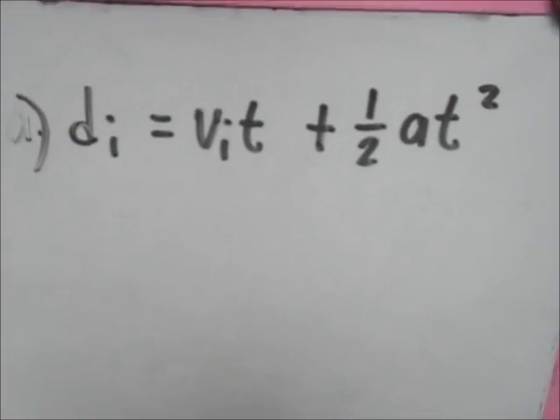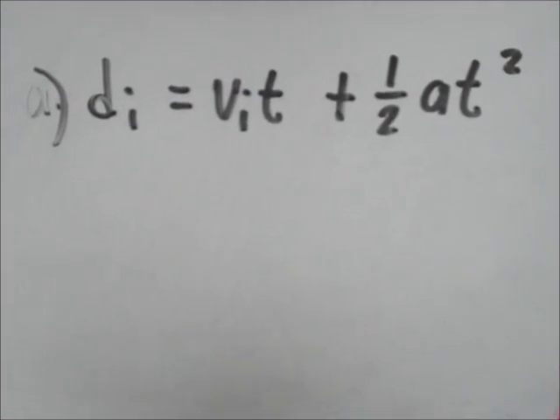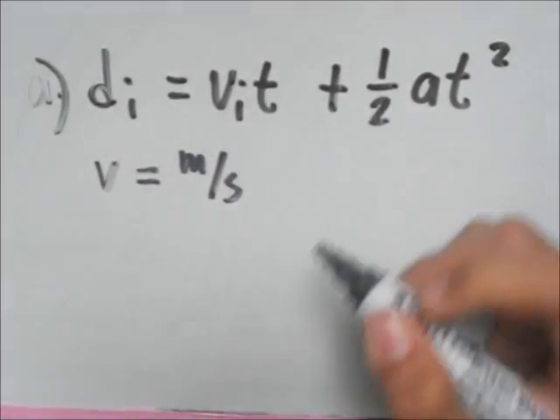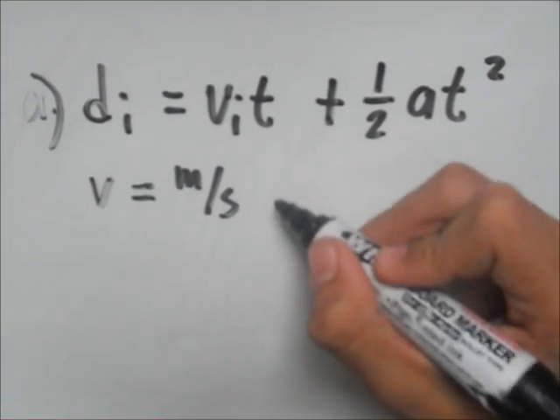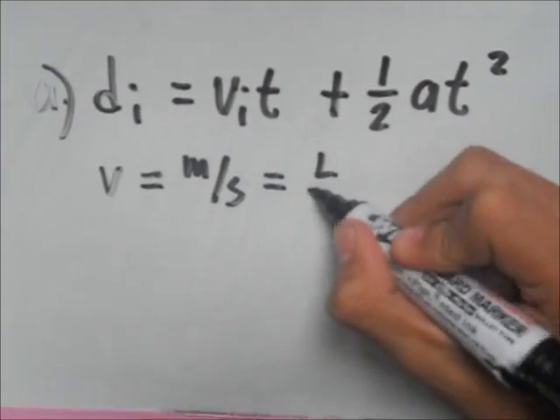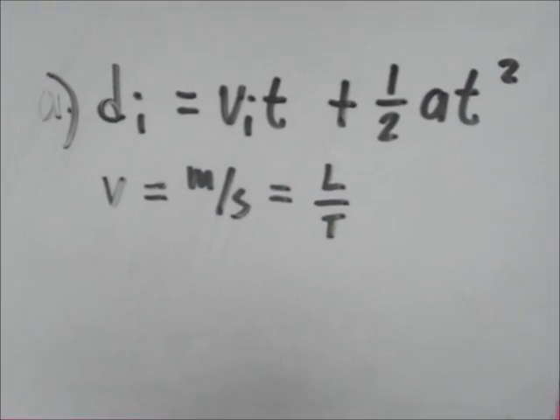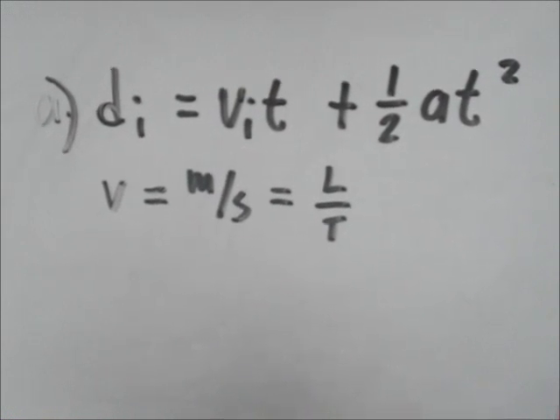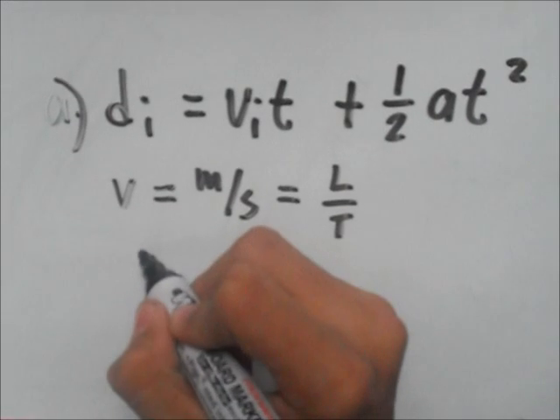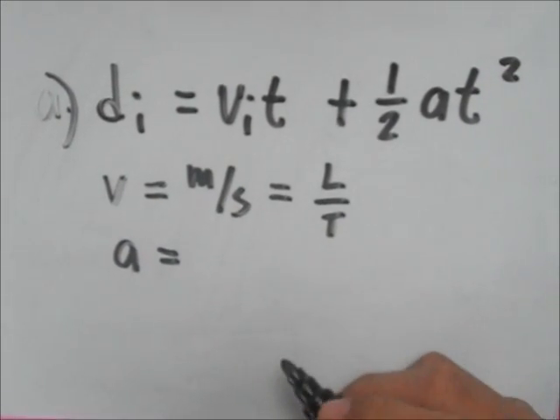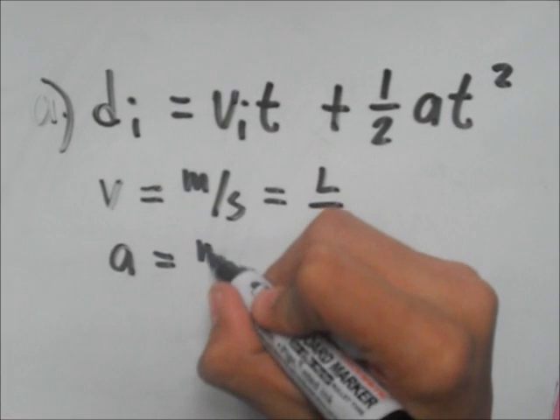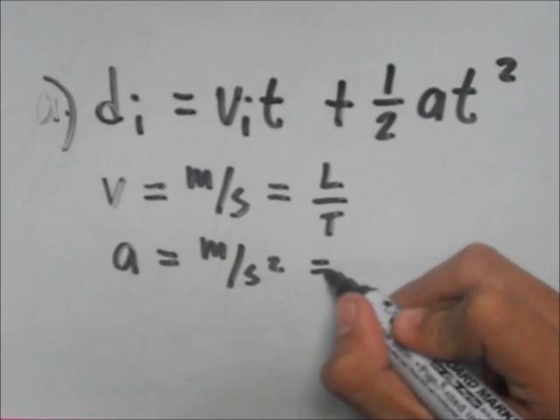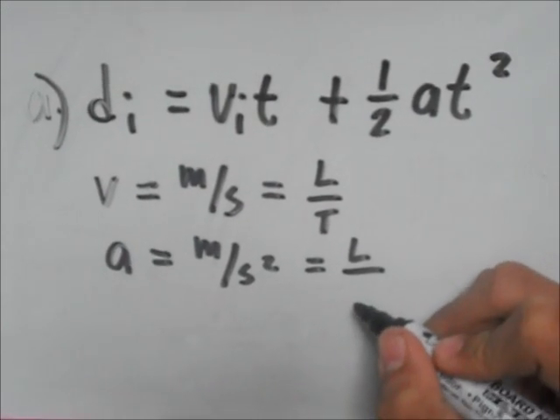So now, let's make this dimensionally correct. We know that the formula of velocity is given in meter per second, and we can describe it dimensionally as length over time, for meter is the base unit of length and seconds is the base unit of time. And now let's continue. For acceleration, we know that acceleration is equal to meter per second squared, and in dimensional form, it will become length over time squared.